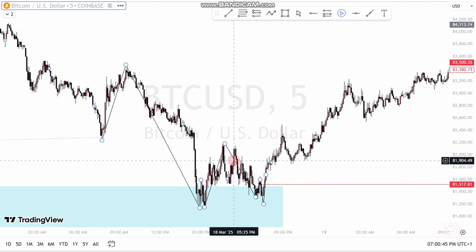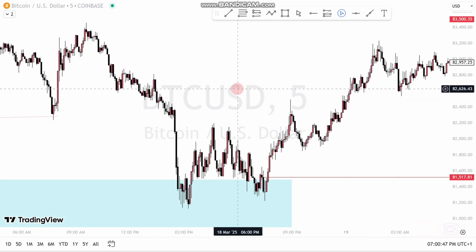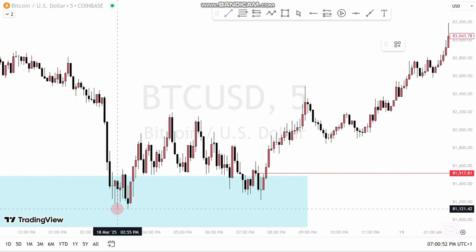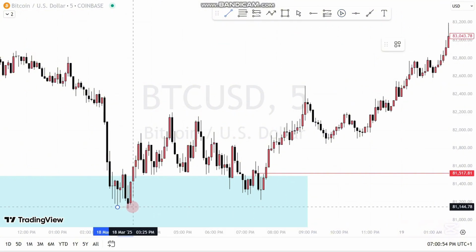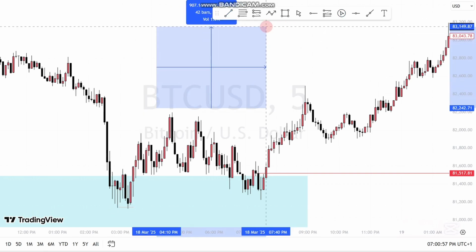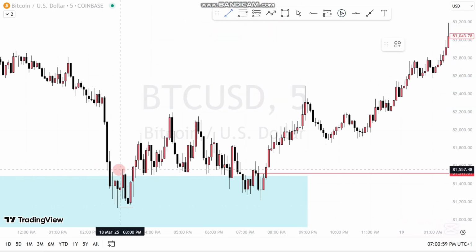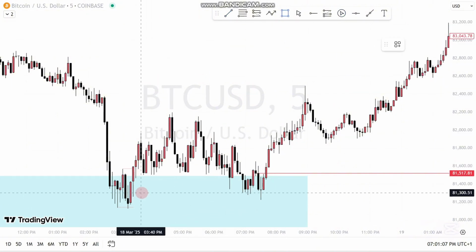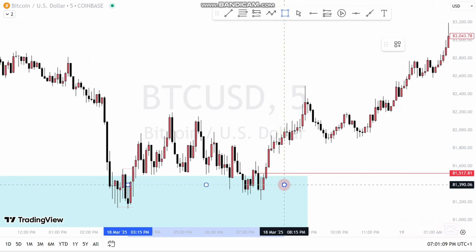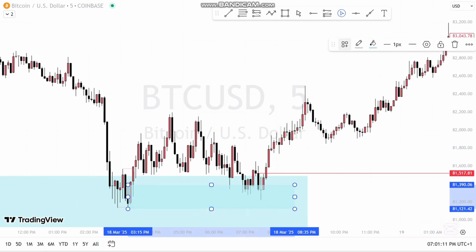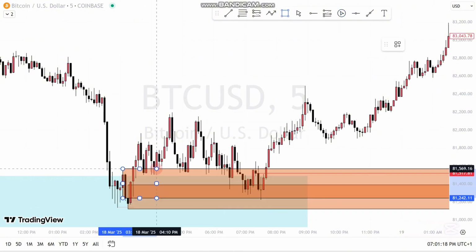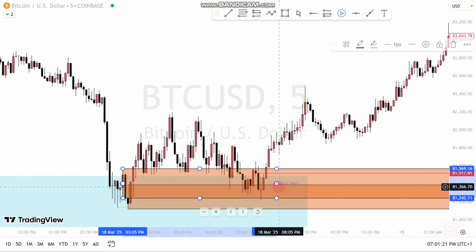So how could you have entered? Price actually changed character around here. Price took out this low, then broke structure to the upside on the 5 minutes. And where is the demand area or the other block to actually buy from? You can either buy from this demand, which is resting here, or you buy from this breaker block, which is resting along this region.